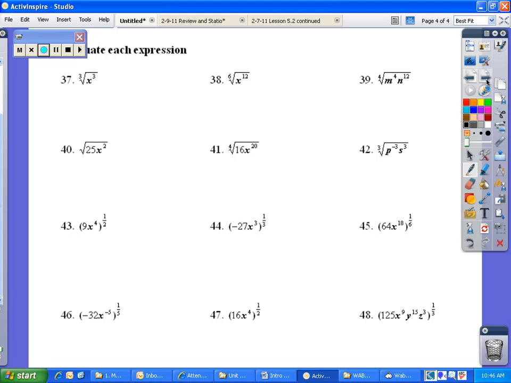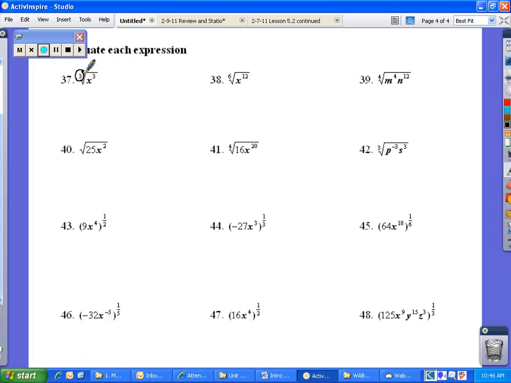Moving on to the next page. For each of these, you're going to evaluate these expressions, which means to basically simplify them as much as you can. For number 37, if you remember that you can write that third root as x to the third, and then everything raised to the 1/3 power. Power to a power means that I multiply the exponents. So 3 times 1/3 is 1, so it's x to the first, or just x.